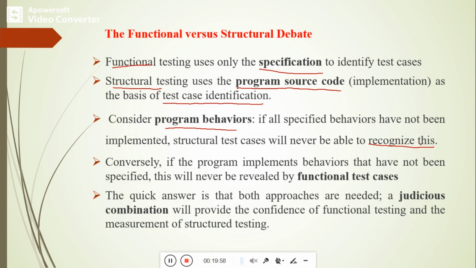Okay, therefore this is one more drawback that exists in the test cases. Now the quick answer is that both approaches are needed, that is, specification behavior and program behavior. A judicious combination will provide the confidence of functional testing as well as the measurement of structural testing. It means we need both together.